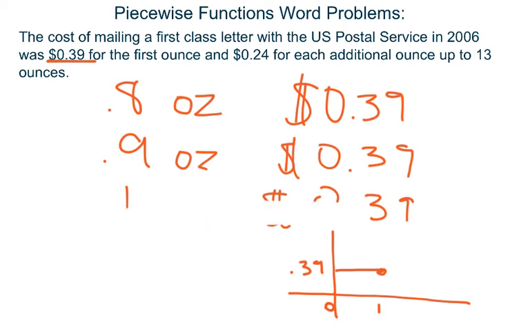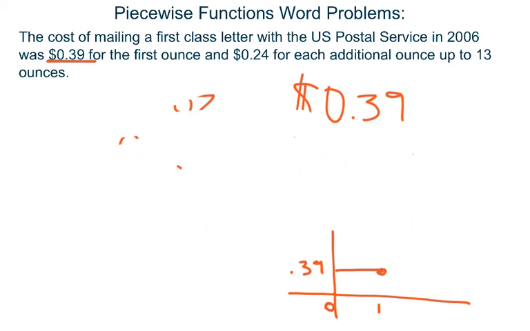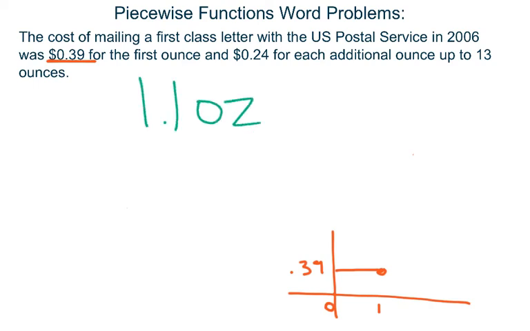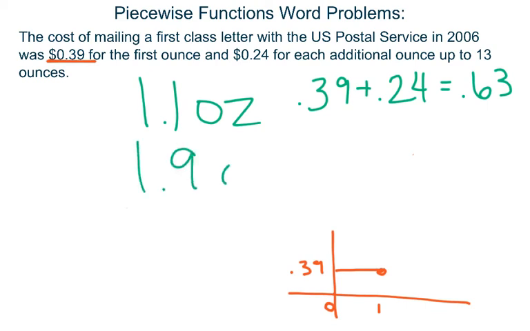Okay, and then I'm going to erase this just because I need room. And then each additional ounce up to 13 ounces is 24 cents. So let's say I have something that weighs 1.1 ounces. I've already spent 0.39 cents for 1 ounce, and then anything additional after that is 0.24. So now I'm spending 63 cents. But even if I spent 1.9 ounces, it would still be 63 cents. So it's going to look like this.